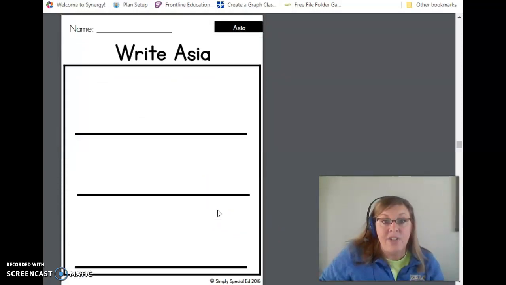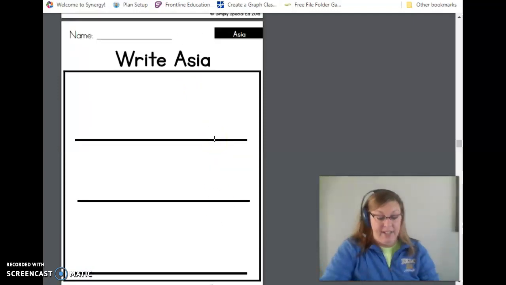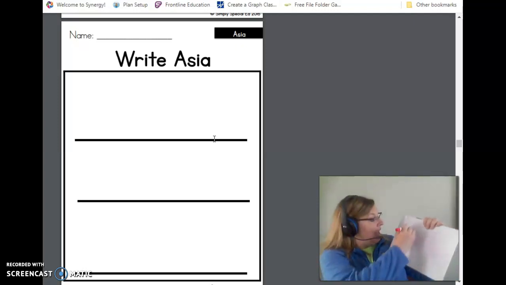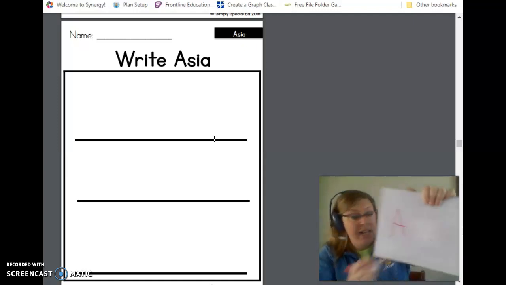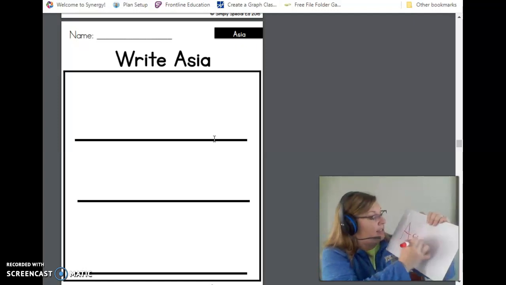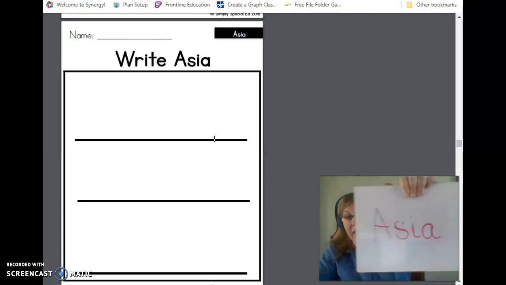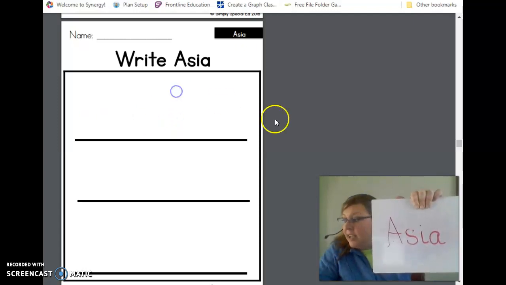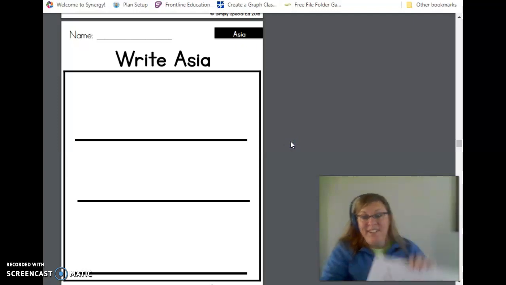Then turn the page and write Asia 3 times. Remember, it's A with a big A. A. S. I. A. Asia. Right. A. S. I. A. Asia. Good job.